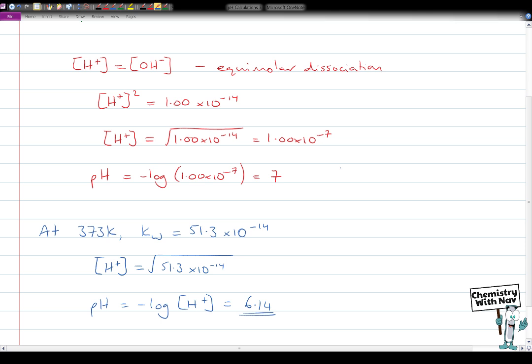That does not make water acidic at 100 degrees C. What it means is that the pH scale has to adjust for temperature. So at 100 degrees C or 373 K, the neutral point of water is actually pH 6.14. And this is what we can get from the Kw expression.